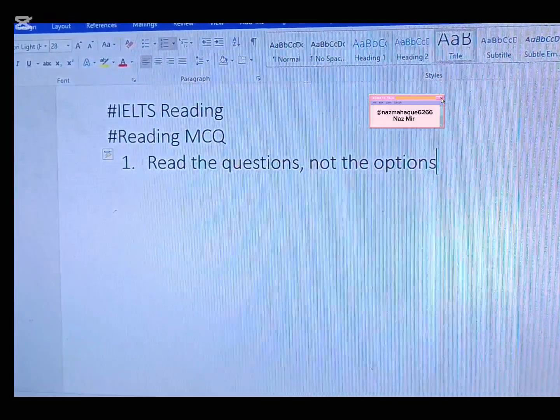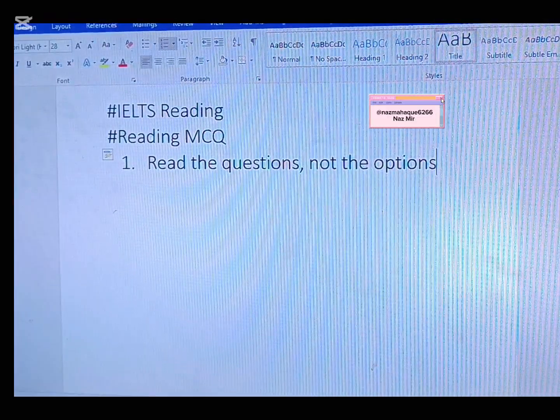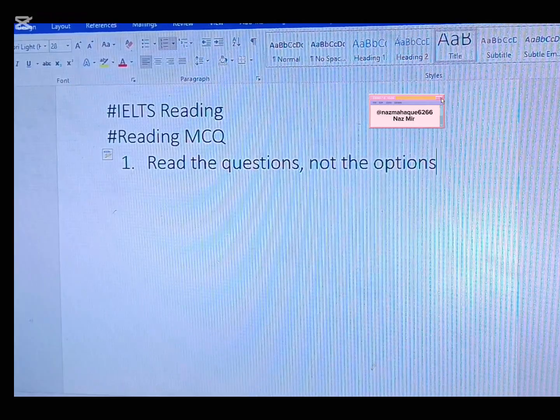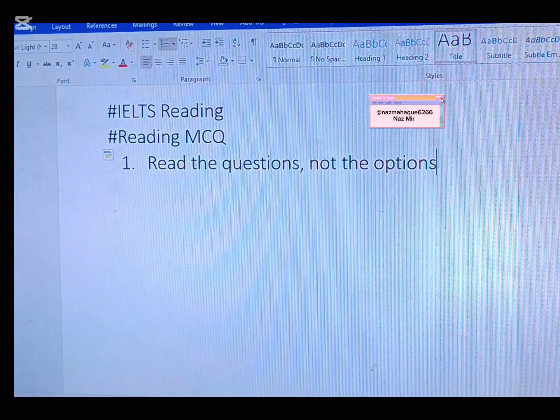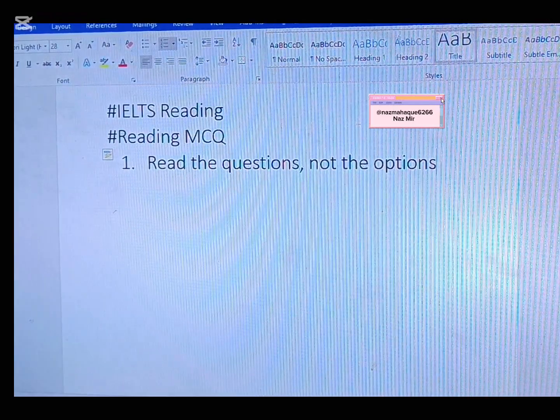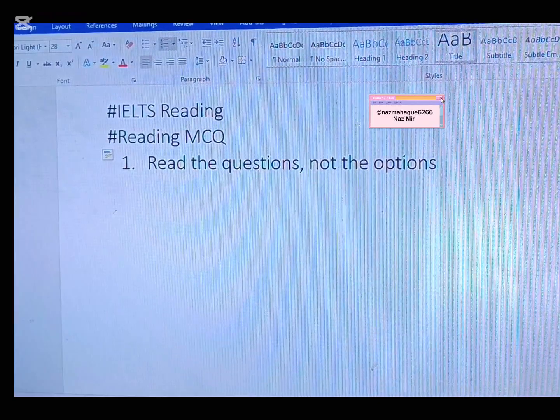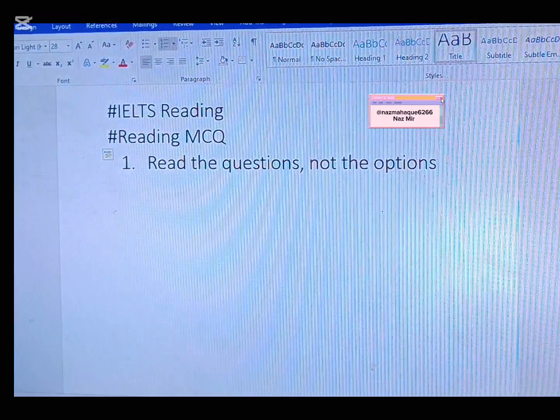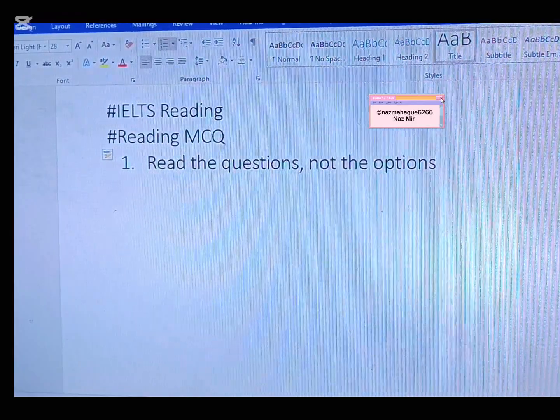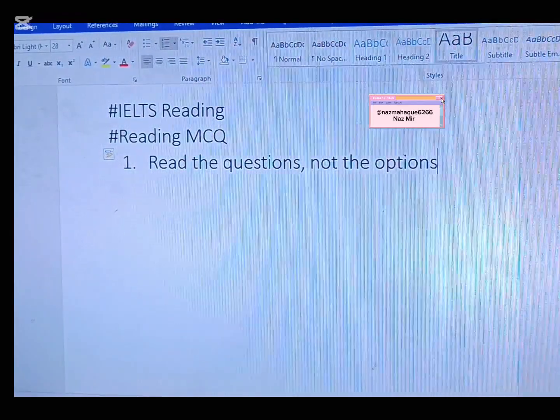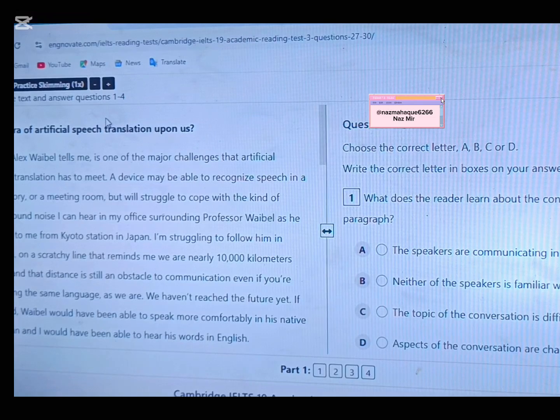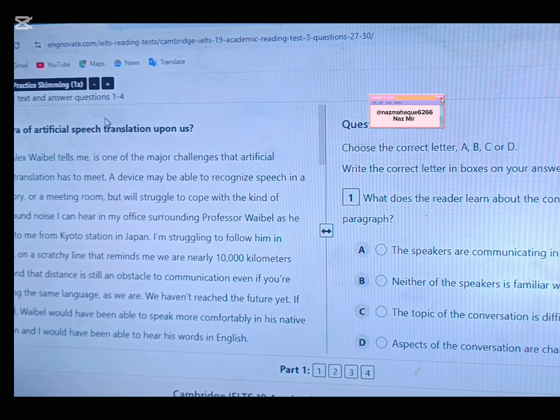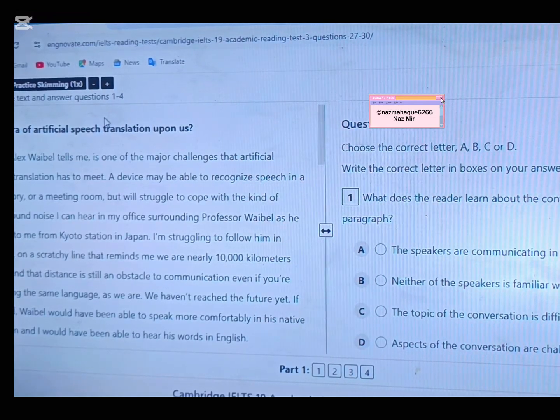Okay, so most of the time, IELTS candidates tend to read the question and then the options directly, instead of switching and trying to locate the answers in the main passage. So you should always avoid this mistake when you are practicing. Let me give you an example. Okay, so I'm going to show you guys how to actually solve this one.